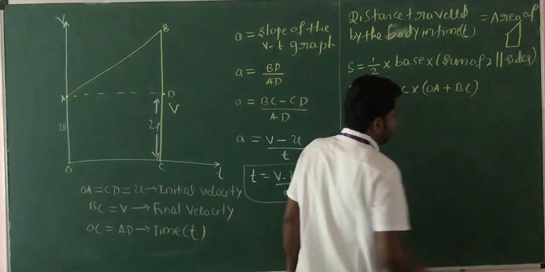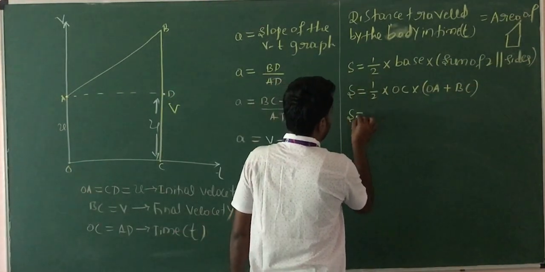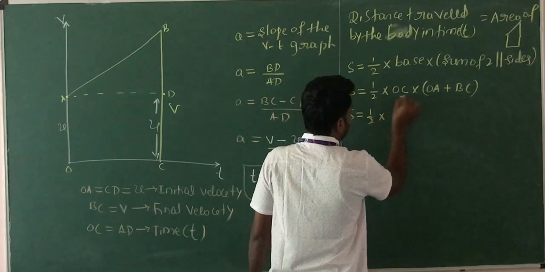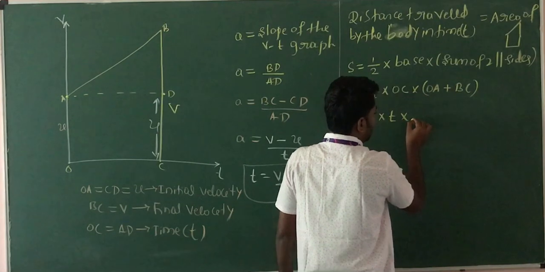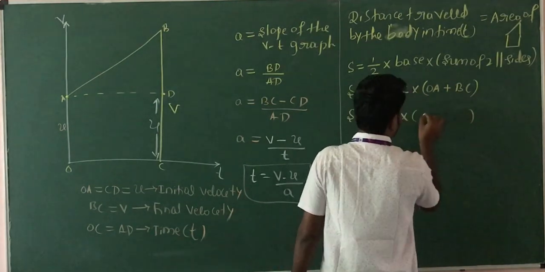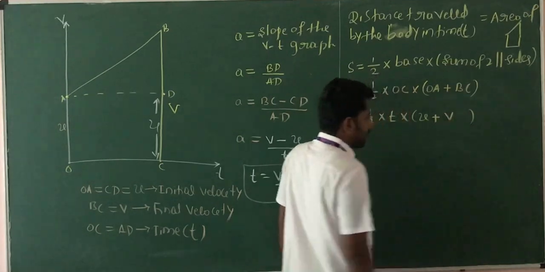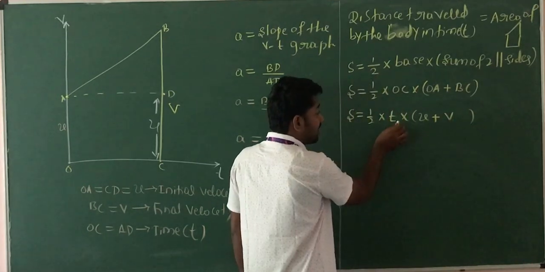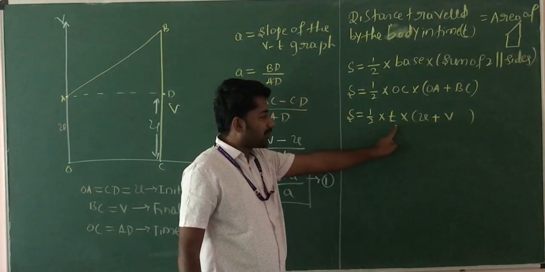OA plus BC. Substitute these side values. S is equal to 1 by 2 into OC, that is t, into the sum of the two parallel sides, OA plus BC. The distance OA is u and BC is v. Now substitute the t value in this equation.